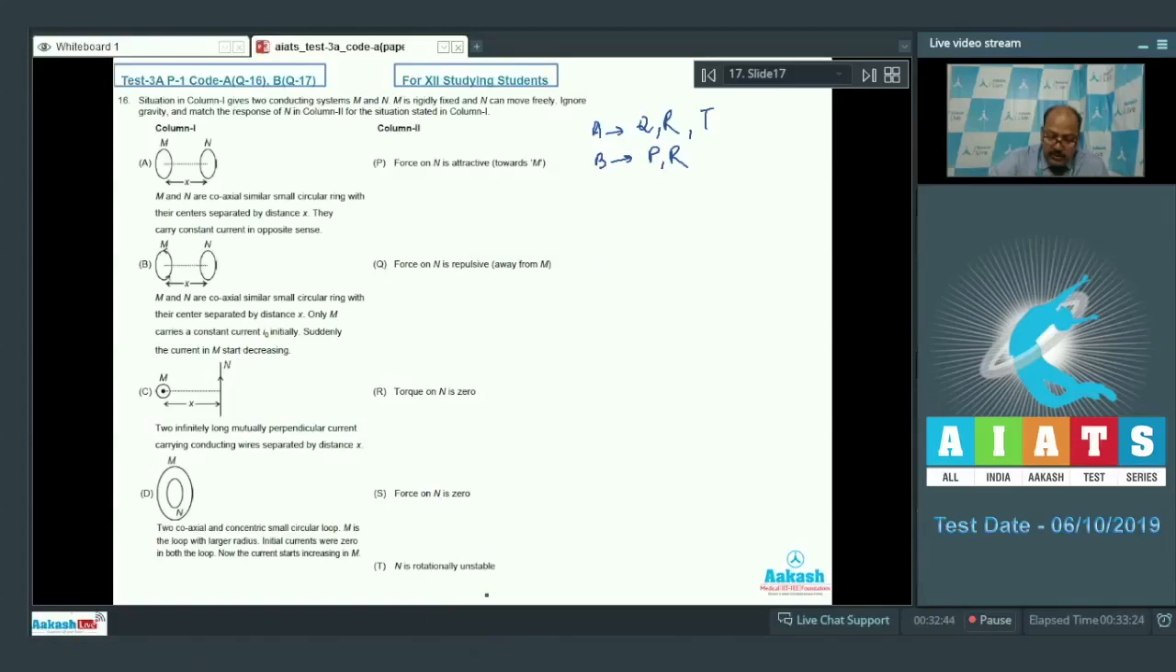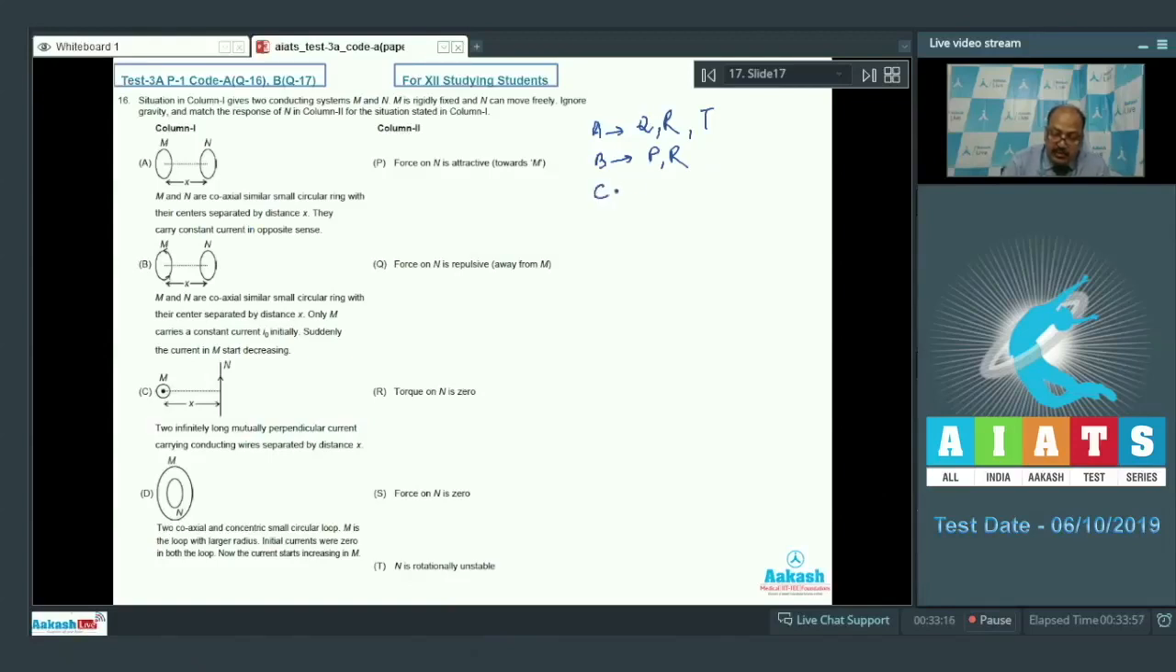Force is not 0, and rotationally it is unstable. This will not be correct, because rotationally now it will be stable, because if we look at the direction of the magnetic moment of this coil and the field due to coil M, we can see that they will be in the same direction, which means they are rotationally stable. So T does not match.